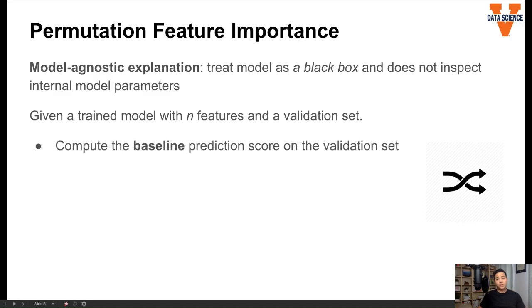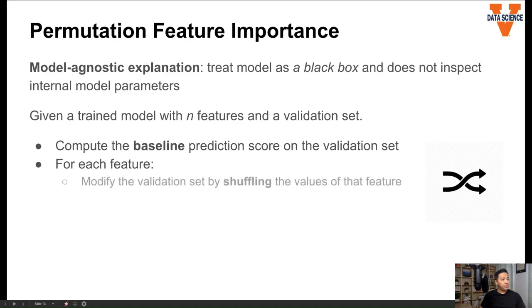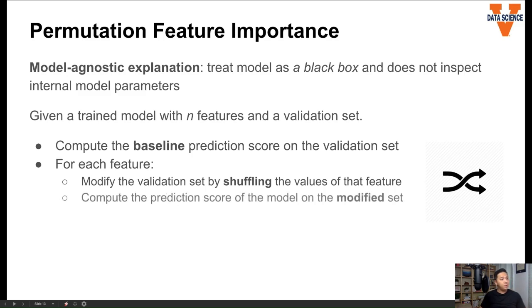So what you do is first, you compute the baseline prediction score on the validation data set. Typically, you've already done this anyway. Then for each feature, number one, you modify this validation data set by shuffling the values of that feature. Remember, we keep all the other features the same, only shuffle the values of one feature. And then you compute the prediction score of the model on this modified data set.